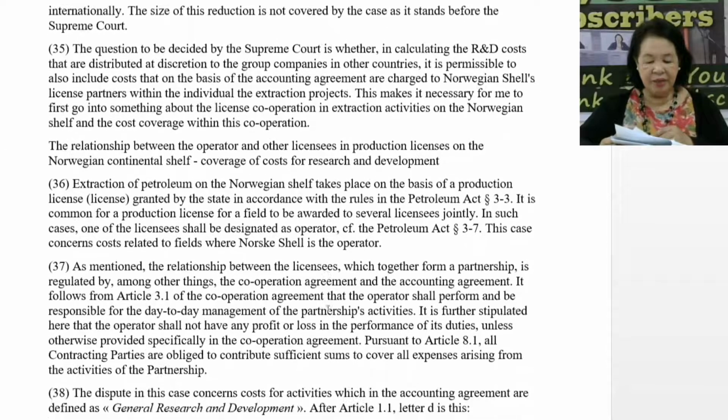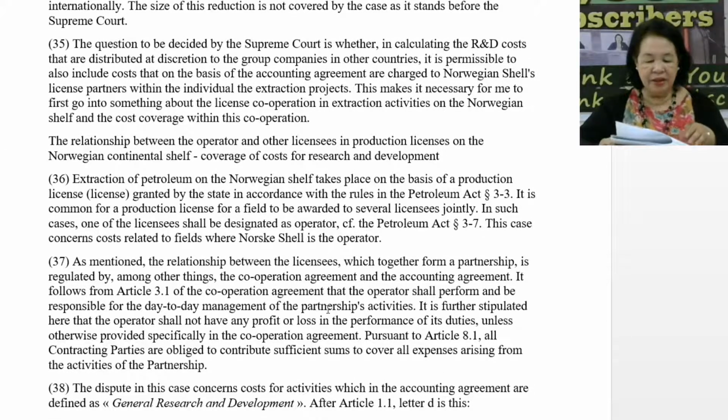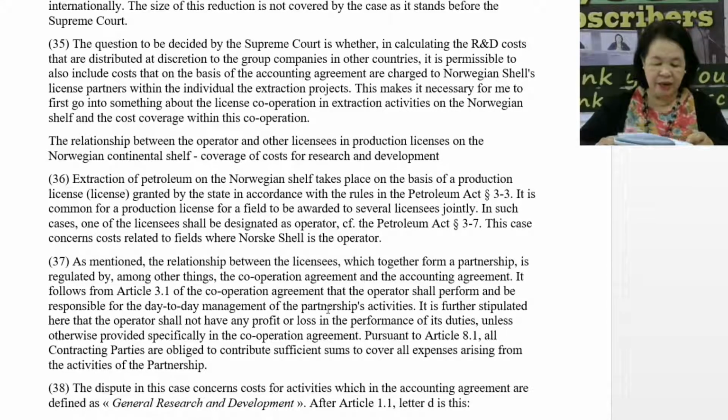The question to be decided by the Supreme Court is whether, in calculating the research and development costs that are distributed at discretion to the group companies in other countries, it is permissible to also include costs that on the basis of the accounting agreement are charged to Norwegian Shell's licensed partners with the individual extraction projects. This makes it necessary for the judge to first go into something about the license cooperation in extraction activities on the Norwegian shelf and the cost coverage within this cooperation, no?